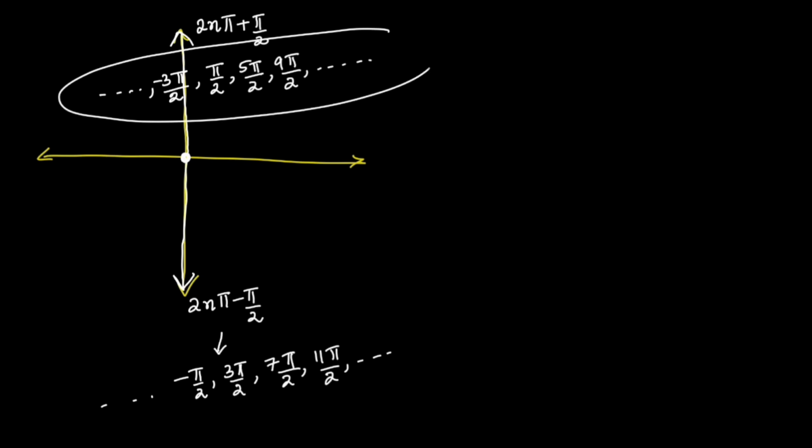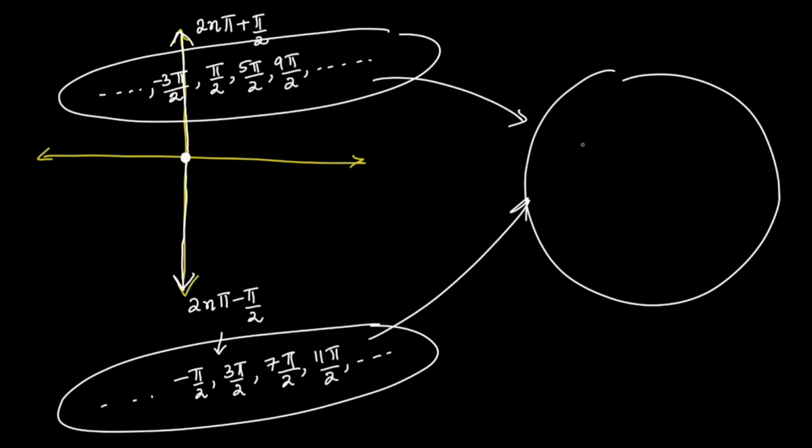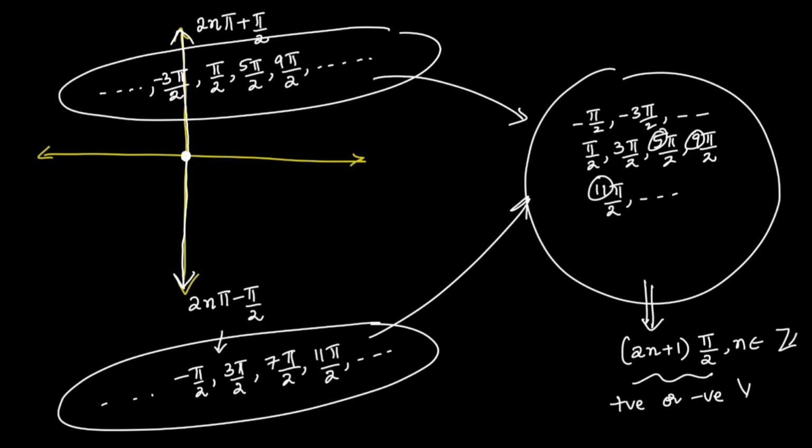So if we observe all these angles, if I place them in one basket, what angles am I getting? Pi by 2, 3 pi by 2, 5 pi by 2, 9 pi by 2, 11 pi by 2. Similarly here, minus pi by 2, minus 3 pi by 2, minus 5 pi by 2. If you observe all these angles, they are basically in the form of odd number into pi by 2. That is, 2n plus 1 into pi by 2. So an odd number into pi by 2 represents angles along the positive or negative y-axis.